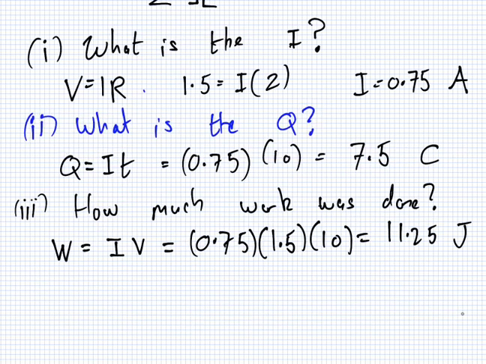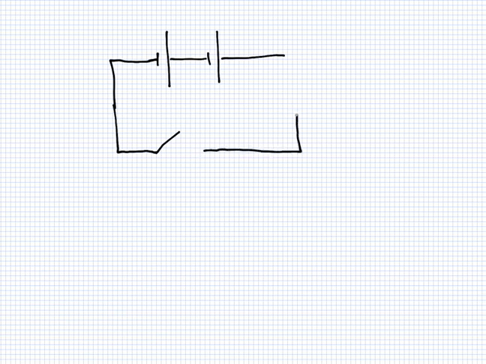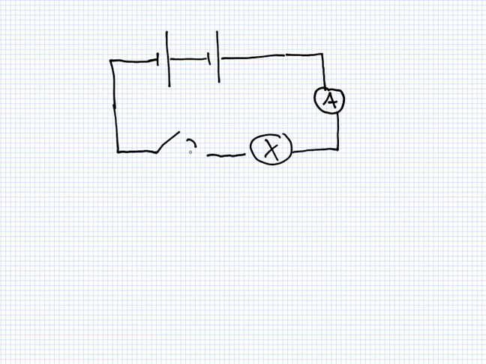I'm going to draw one for you. There's a little switch. I'll add in a light bulb here. And this here is for measuring current. So then we close the switch. The light goes on. So the information you have is, this is a 1.5 volt battery. This is a 1.5 volt battery. And the ammeter reads, let's say, 3 amps.